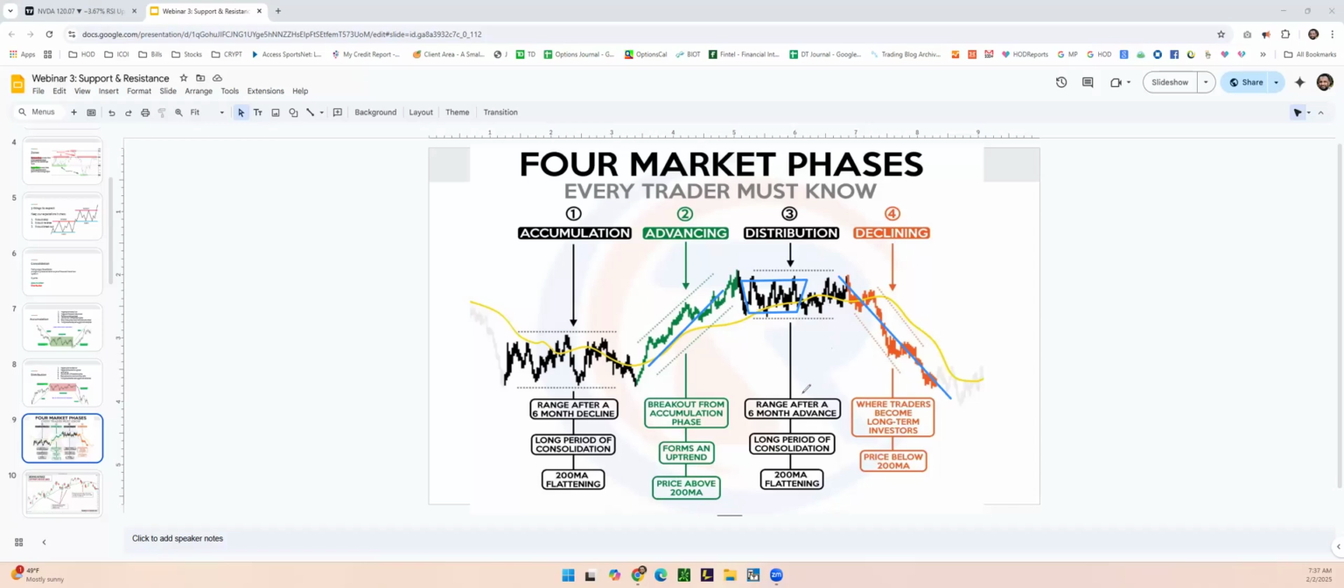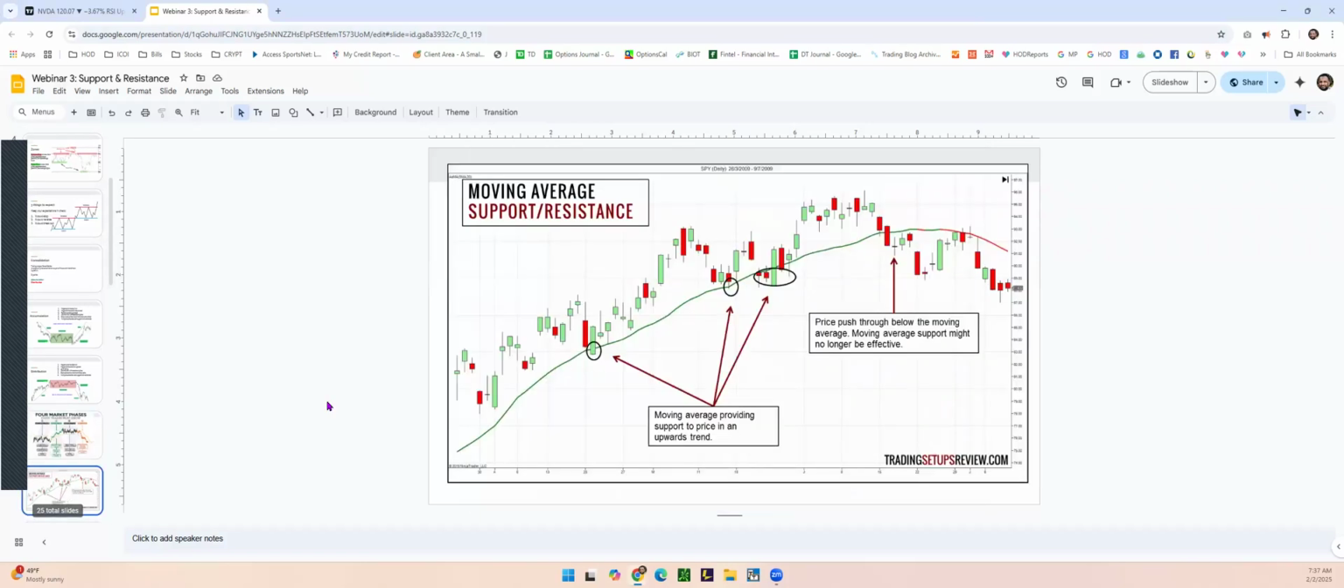for NVIDIA. It's a range after a 6-month advance. It's possibly, you guys can do your research right here, a long period of consolidation. It's been consolidating for a while, right? I would say about October, November. 200 MA, I'll teach you about this. And now the decline, right? Where traders become long-term investors. Price below 200, I guess they're talking about people who will start buying in this area down here for the move up. You can be a long-term investor and be short on the stock. And I don't short, so it doesn't really matter. But yeah, those are the four market phases.